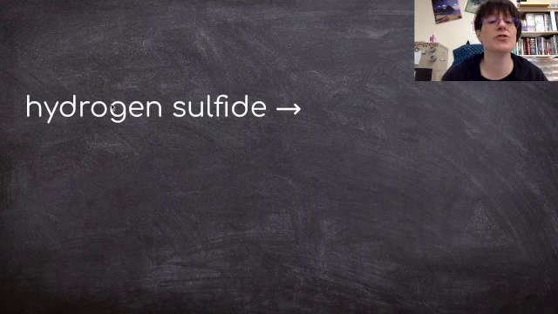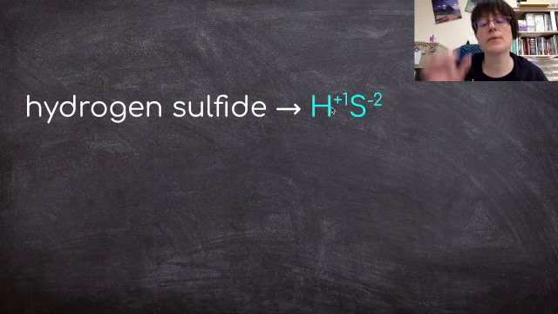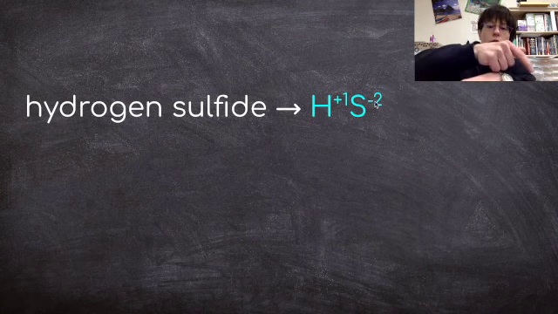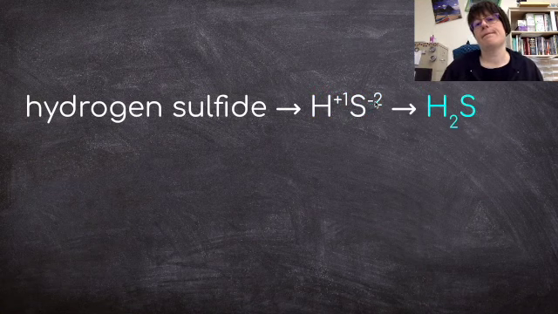If we have hydrogen sulfide, hydrogen is just capital H. Sulfide, that sounds a lot like sulfur, so that is an S. But remember, we now have to take into consideration the oxidation numbers. So hydrogen, +1 oxidation number, sulfur, -2. So we do the crisscross, and we get H2S.